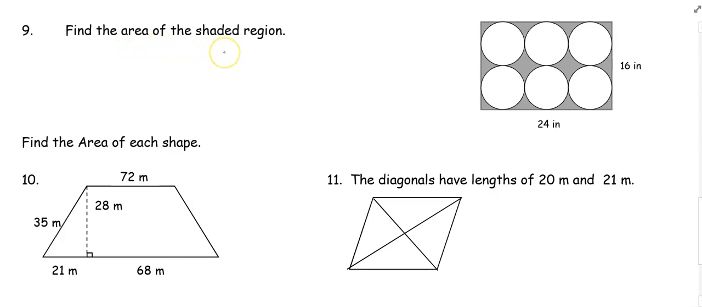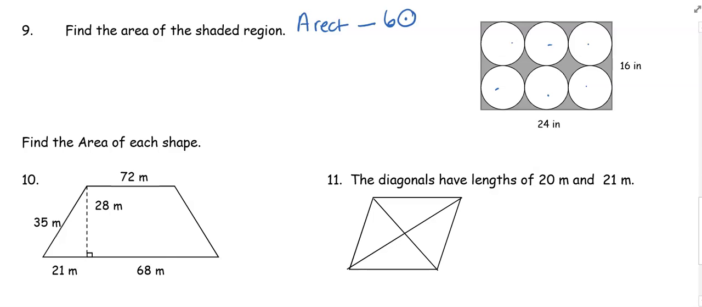Find the area of the shaded region. If I'm looking at the shaded region, remember I have to think about how do I get just the shaded? Because if I find the area of the rectangle, that's everything. If I find the area of the circles, that's just the circles. To find the shaded region, we do the area of the rectangle and we take out those 6 circles.